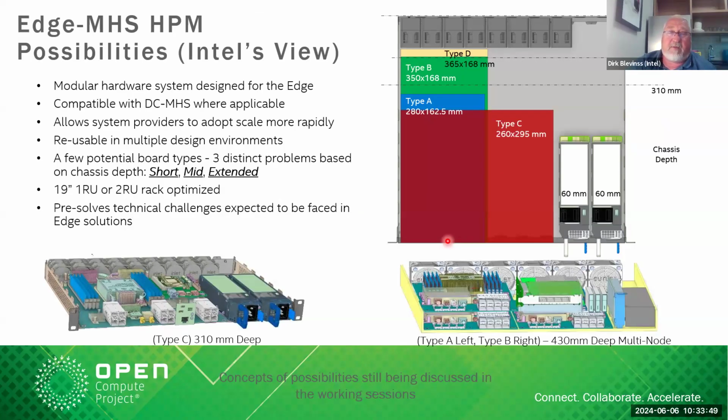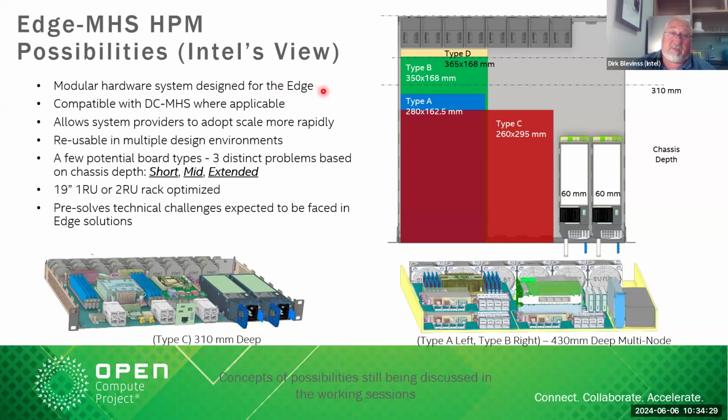So what are we thinking and what are we looking at? This is really an Intel perspective, although we've had some of these conversations in the group. This is where Intel thinks things need to end up, and this is what we're going to be trying to drive into the work stream. Essentially, we believe there are three predominant depths that exist in these systems: 310, 350, and 430 is the ideal length of these solutions.